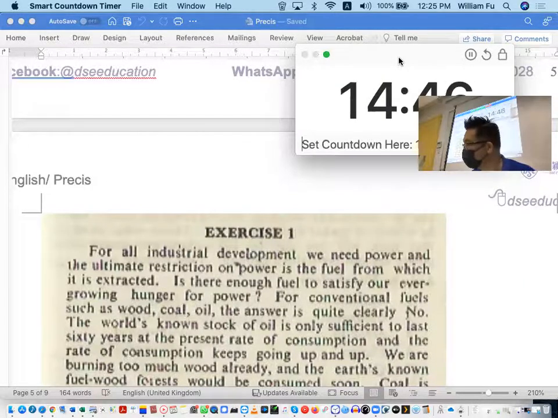Luckily, there are many exercises for you to practice from this book. Many.